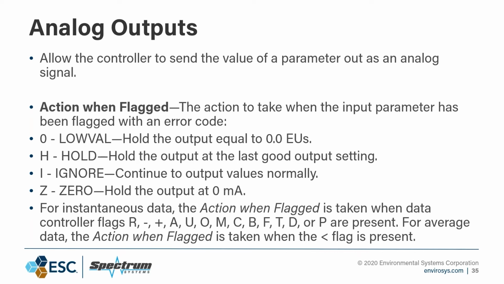So some people want to do some sort of action when flagged, if it's out of control, maybe, or when it's flagged with a C flag. The low val just simply puts the engineering unit or the value to 0. The hold will actually just hold the last good value it had when the flag appeared on the data. Ignore, of course, we just ignore, or you can 0 out your milliamps.